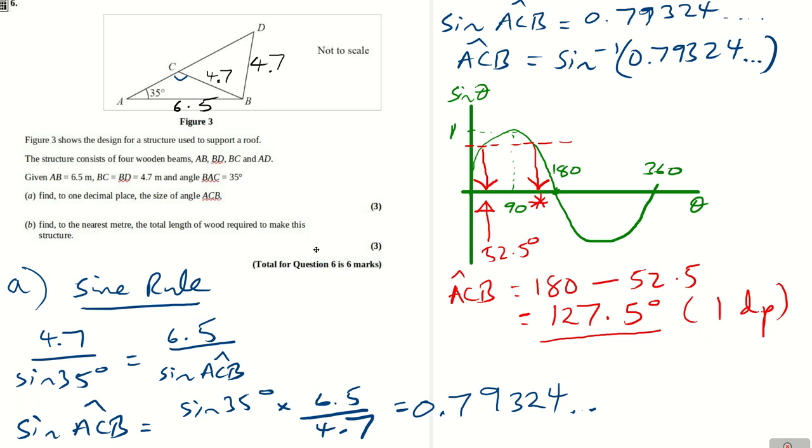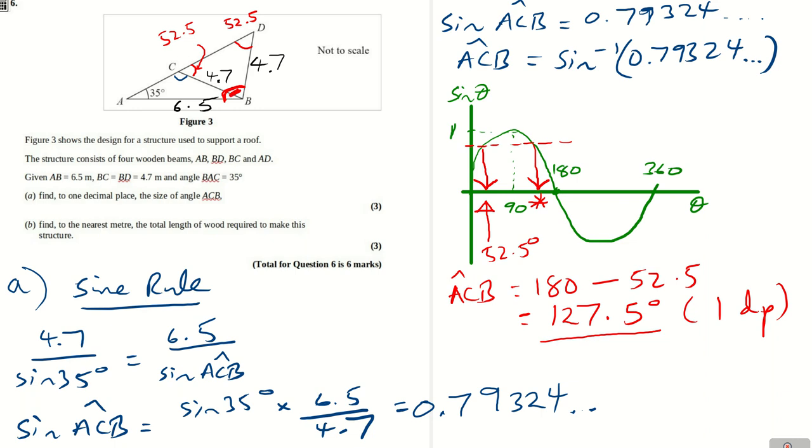And we can do that using the sine rule, because we can quite easily work out what this angle here is, can't we? Because this angle here that we've just worked out, ACB, is 127.5. This angle here is then going to be 180 minus 127.5, which is 52.5. That's that one there. But because this is an isosceles triangle, the triangle BCD, it means that this angle here is also going to be 52.5, okay?